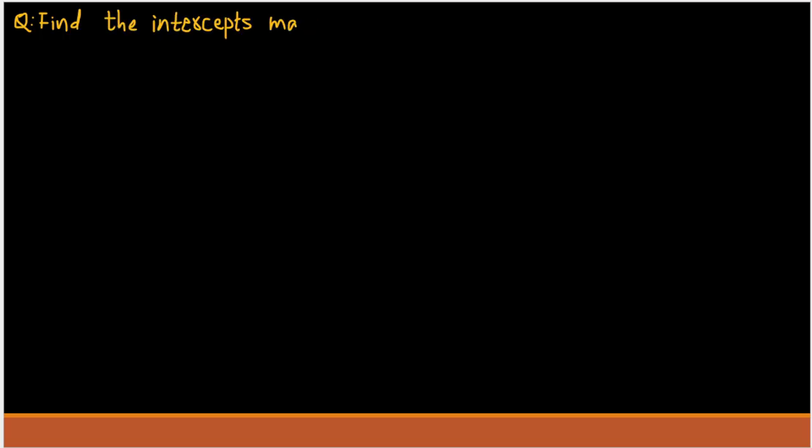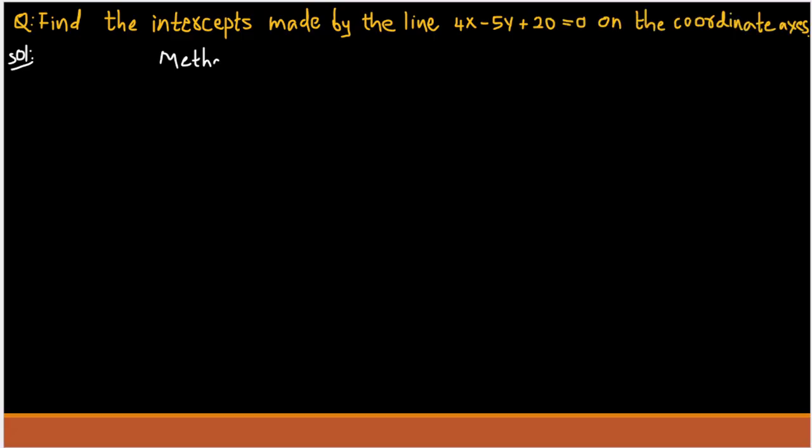Here the question is, find the intercepts made by the line 4x minus 5y plus 20 is equal to 0 on the coordinate axis. Let's solve this in two ways. Method 1, or way 1, is as follows.